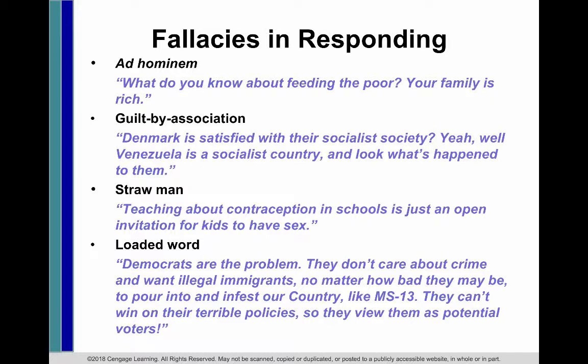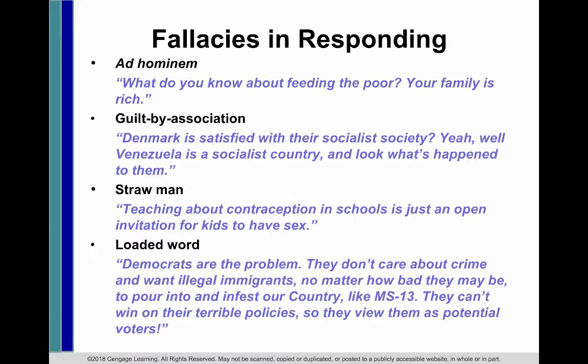As in this example, what do you know about feeding the poor? Your family's rich. The book puts it like this. You want me to accept your thesis, but I don't like you, or I don't like some quality or characteristic I perceive that you possess. So I reject your position. It's ad hominem when you're listening to someone and think, who would believe anything that idiot says? You're not critiquing what they're saying, you're critiquing who they are and rejecting their ideas based solely on that.